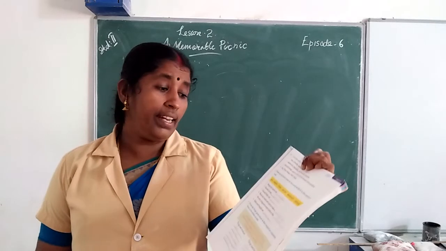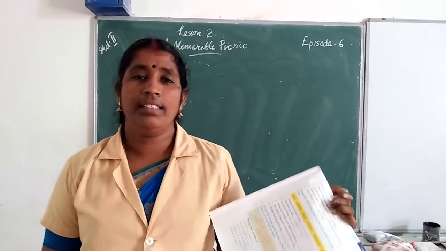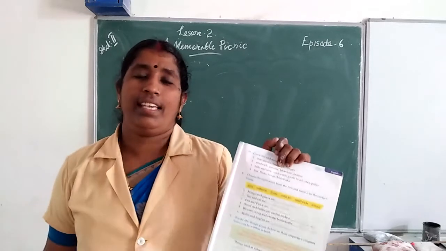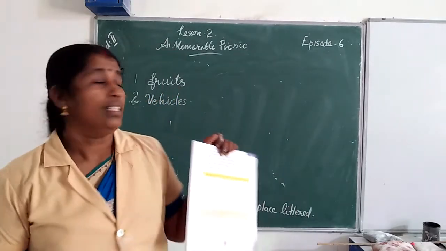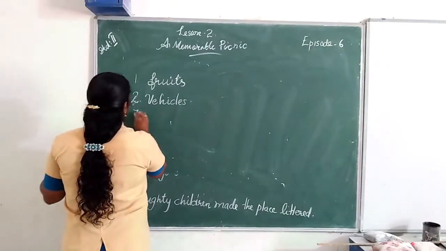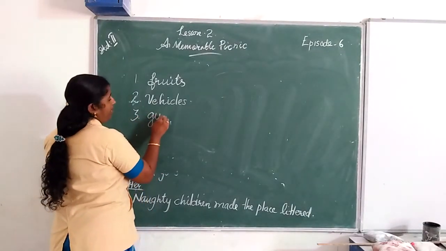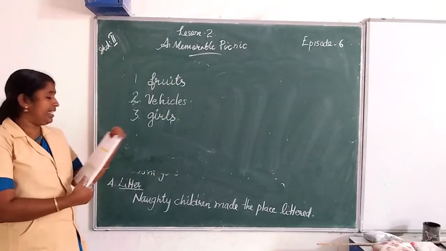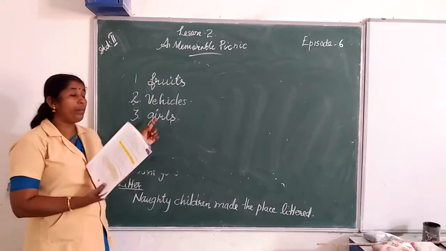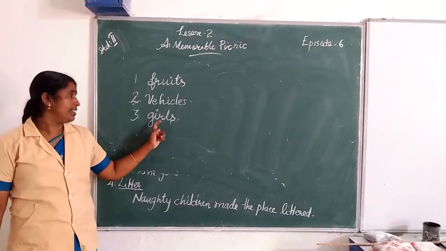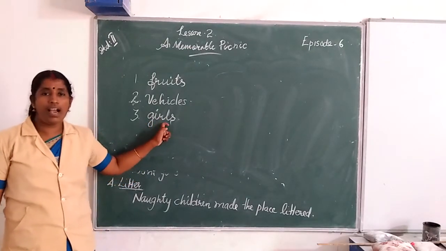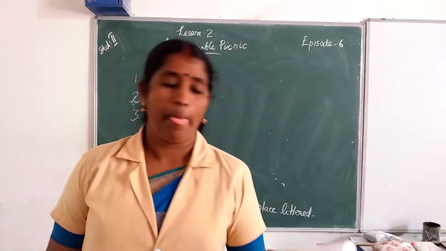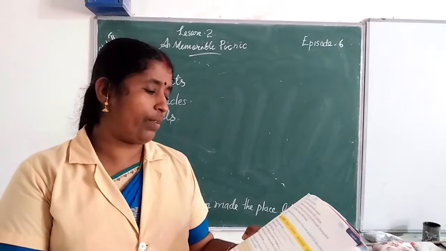Then Ena and Pingy are girls. G-I-R-L-S. Girls. Spelling of girls. Write neatly in the text. Ena and Pingy are girls. G-I-R-L-S. Girls. Did we finish? Let us move on to the next one.